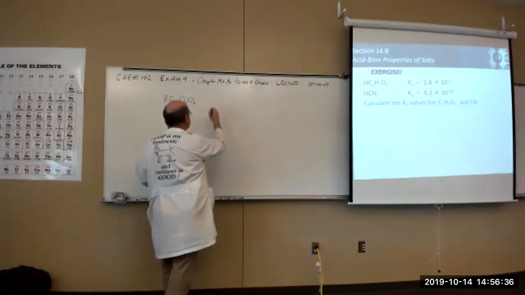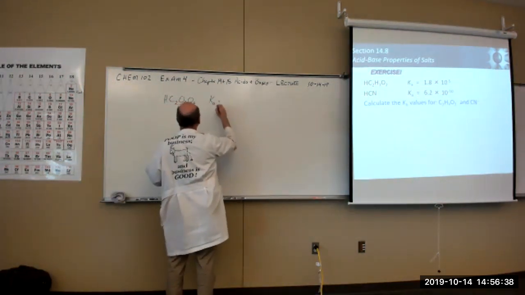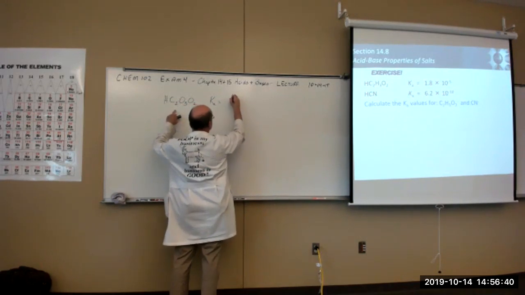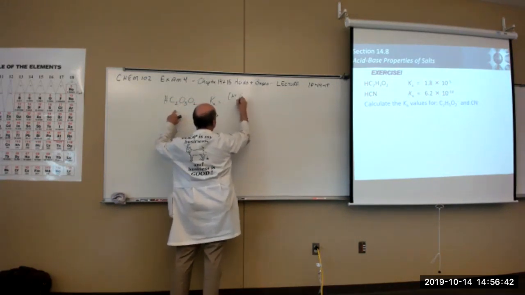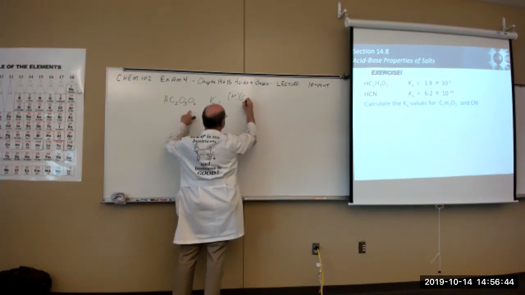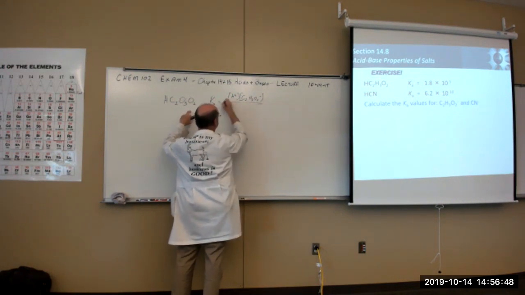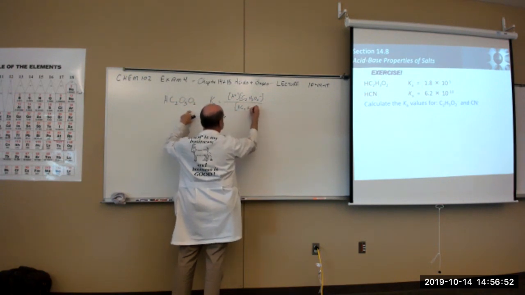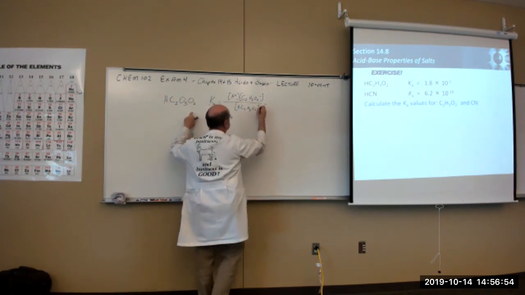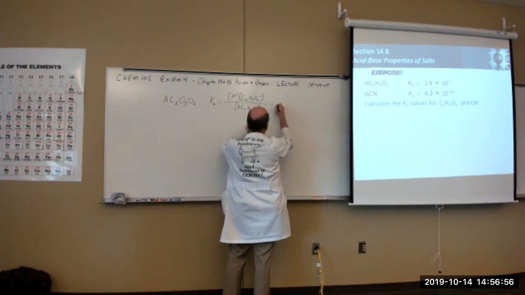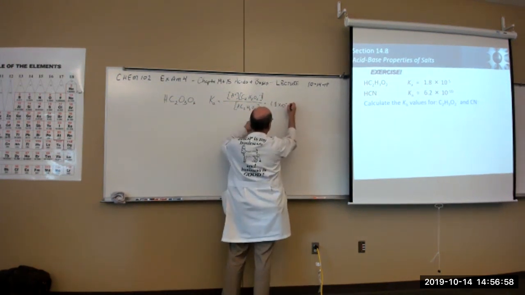All right, so the Ka is going to be that and this over this. And that's 1.8 times 10 to the minus 5.